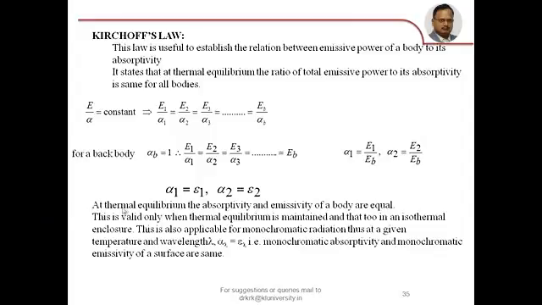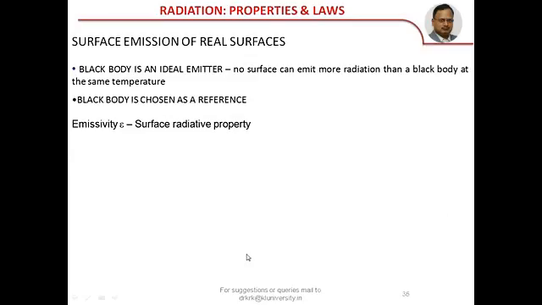So therefore, at thermal equilibrium, the absorptivity and emissivity of a body are equal. It is valid only when thermal equilibrium is maintained, that too in an isothermal enclosure. It is also applicable for monochromatic radiation. Thus, at a given temperature and wavelength, alpha lambda is equal to epsilon lambda when the surfaces are the same.